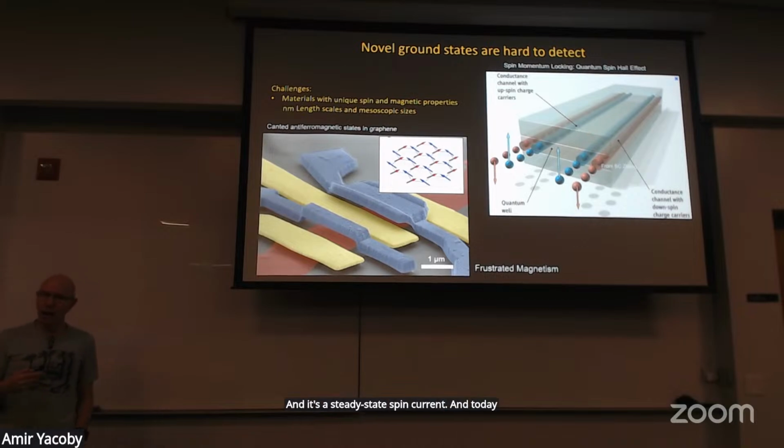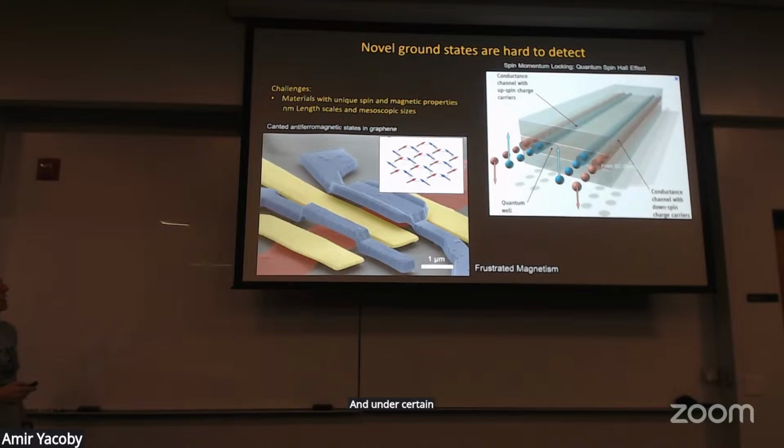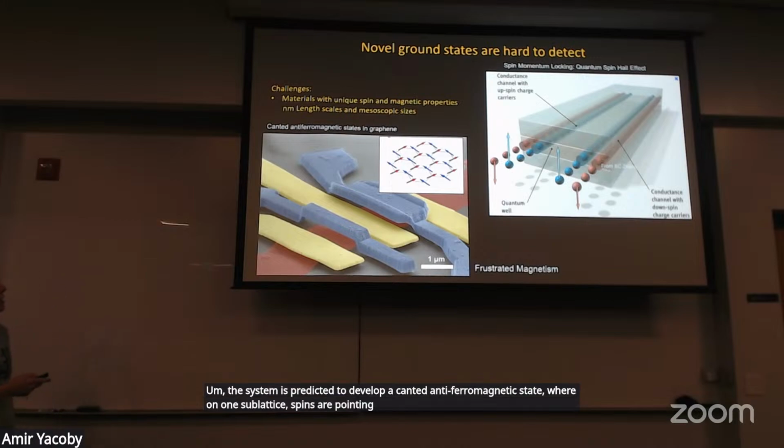And to date, we don't really have any tools that can detect the presence of a spin current in steady state in this material. So this is the question: how would we detect the existence of this spin current? Another example is shown here. This pink layer is a monolayer of graphene that we made a couple of years ago. And under certain conditions, in fact, in the presence of very strong magnetic fields perpendicular to the layer, the system is predicted to develop a canted antiferromagnetic state where on one sublattice spins are pointing in the plane in one direction, on the other sublattice of graphene they're pointing in the opposite spin direction.